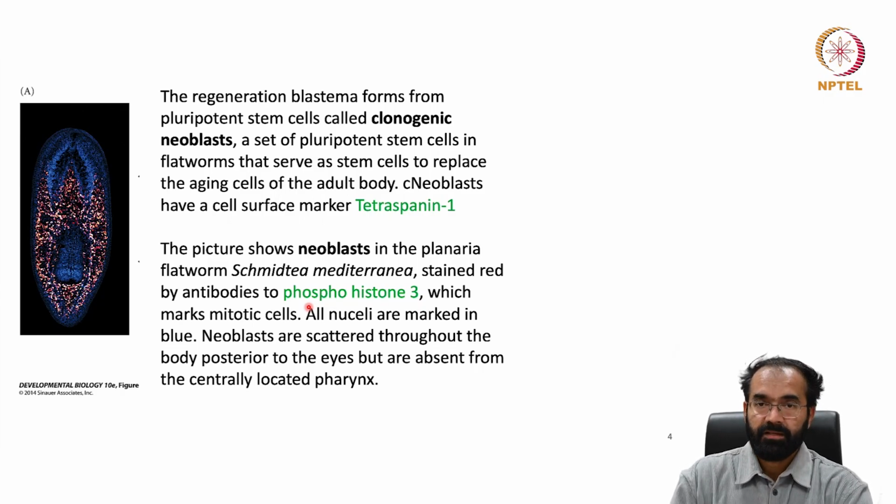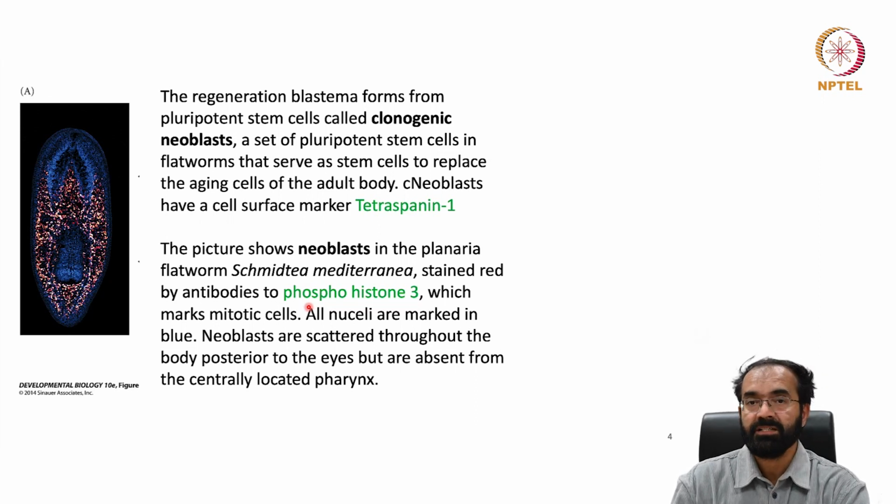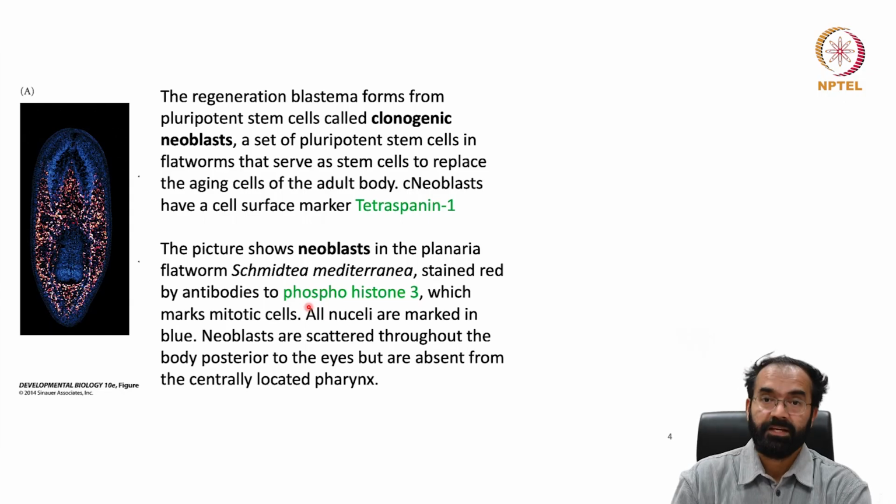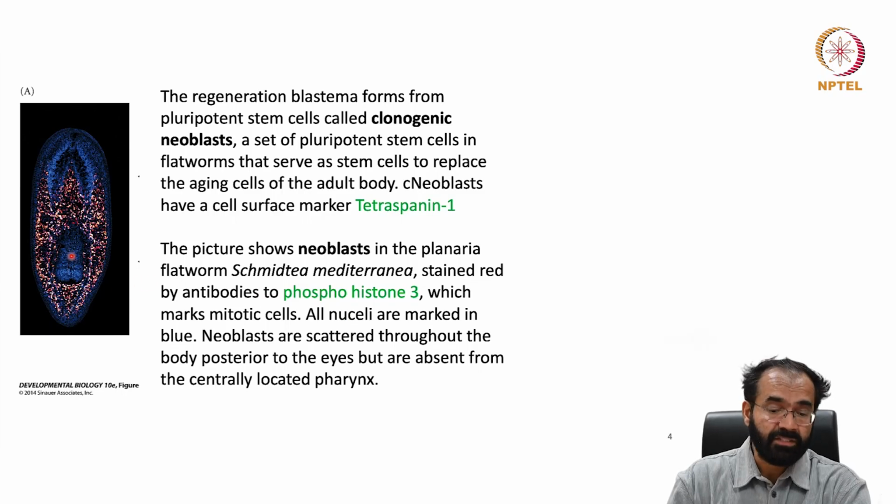Phosphohistone 3 will mark only those cells which are currently in the mitotic phase, meaning a cell is dividing into two, not those cells which are in the cell cycle. Maybe if there are 100 cells in the cell cycle, some may be in G1 phase, some in S phase, some in G2 phase, but this will mark only those in the M phase. And if you stain with phosphohistone 3, as you can see here in this picture, they are stained red in color. You can see how many of them are in the mitotic phase. A huge percentage is in the mitotic phase, and remember, this is a normal planaria, with no injury.